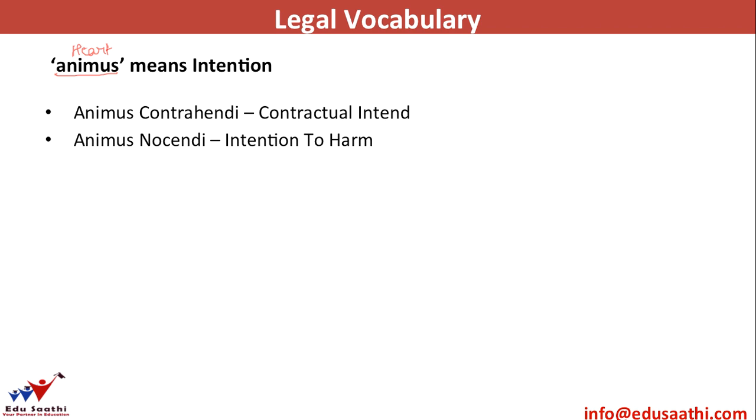Likewise, we have animus nocendi, which is intention to harm. Now, for example, a thief enters the house, or any person. Let's take an example of a guy who has entered the house of another person because he seeks revenge. So he entered the house animus nocendi. That is, he wanted to harm the other person.